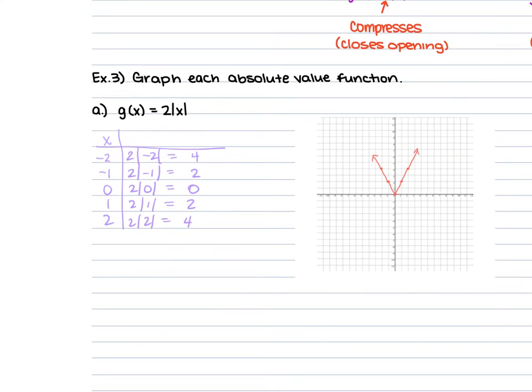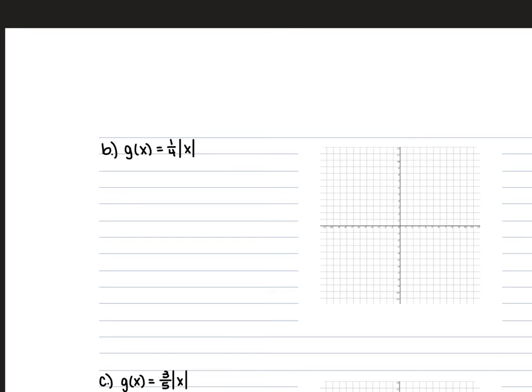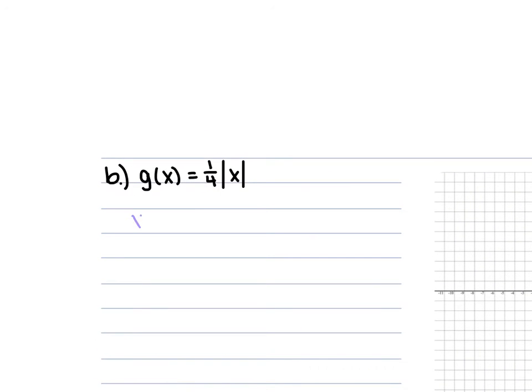For b, we have 1/4 times the absolute value of x. So I'm going to pick numbers that are going to give me whole numbers here. So my x values, I'm going to use -8, -4, 0, +4, and +8.